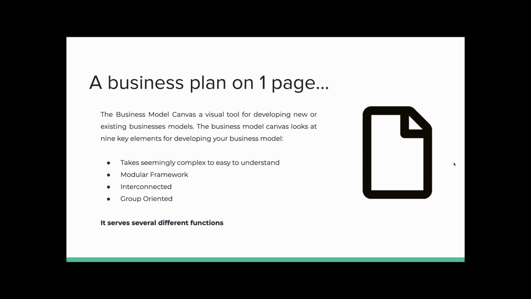It is also group oriented. So this is really important. This is a good brainstorming tool that you can do within your group, within your cooperative, or with a co-op that you're starting up. So a great group-oriented activity, although we kind of have to do it a little bit differently now. I'll talk about some of the ways we were doing it in person, and then I'm going to share some ways that we can do it online as well. But this business model canvas, this visual tool, serves several different functions.